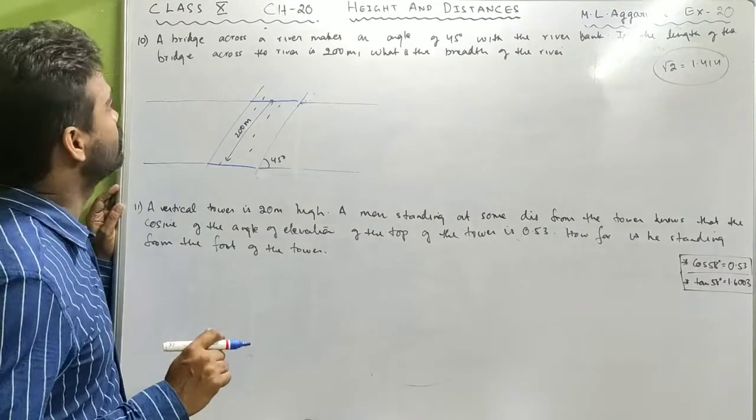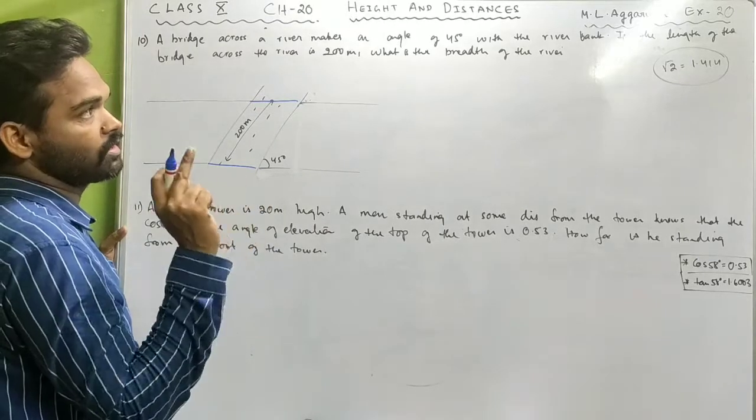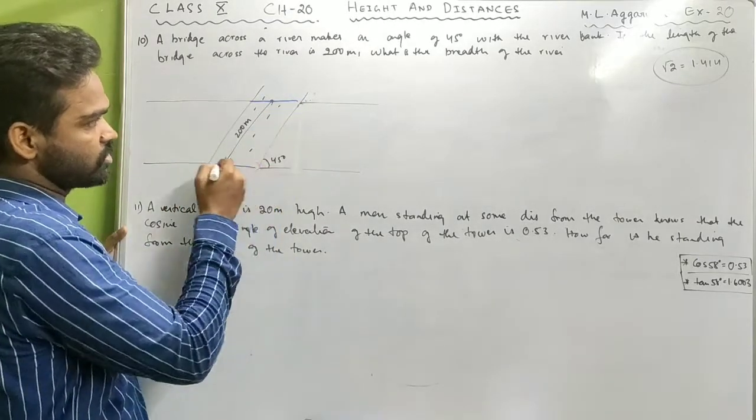Now look at sum number 10. A bridge across a river makes an angle of 45 degree with the river bank. So this is the bridge. They have given the diagram.